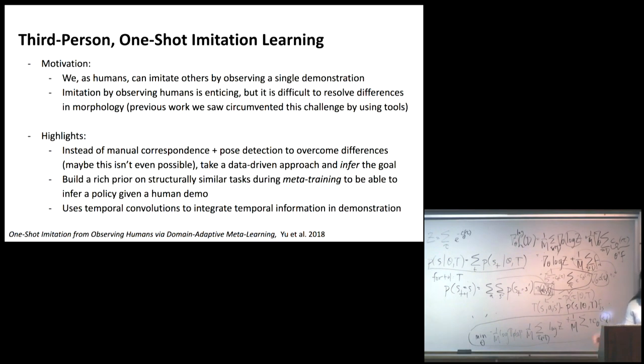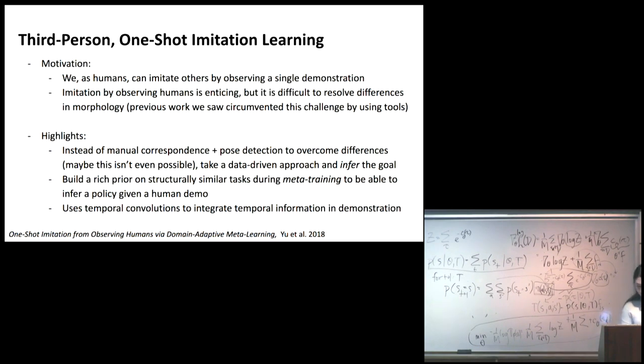This is also a meta-learning approach. What they do is build a rich prior on structurally similar tasks. This is the meta-training phase. They try to infer the policy given a human demo. What this requires is aligned robot and human demos. So it learns from all these training samples how to infer the corresponding robot demo when given a human demo.